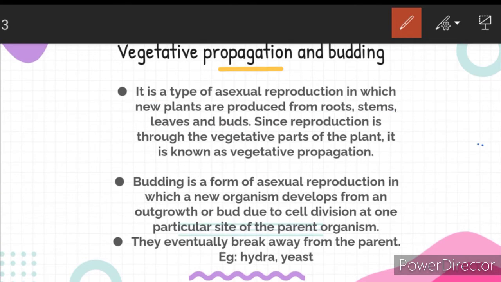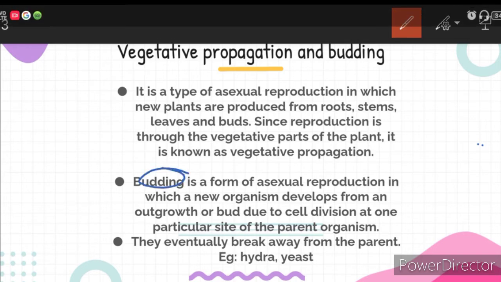Now moving on to budding. Budding is also a form of asexual reproduction, in which a new organism will develop. Of course it is going to develop, but how exactly? It is going to develop from a bud, as the name suggests, budding. So how will the bud form? What is the reason behind it? It is going to be due to cell division.